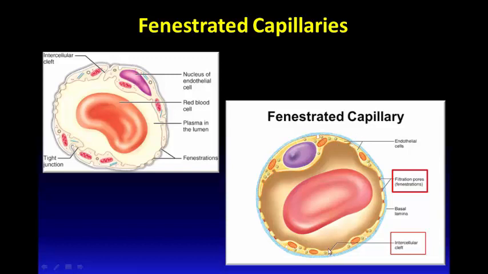So here, this is an intercellular cleft between the adjacent endothelial cells. So in the fenestrated capillaries, there are intercellular clefts, and also there are pores and fenestrations in some of the endothelial cells. Here, this is an intercellular cleft. This is a tight junction between two adjacent endothelial cells, and these are the fenestrations, the pores, which we have in some endothelial cells in the fenestrated capillaries.